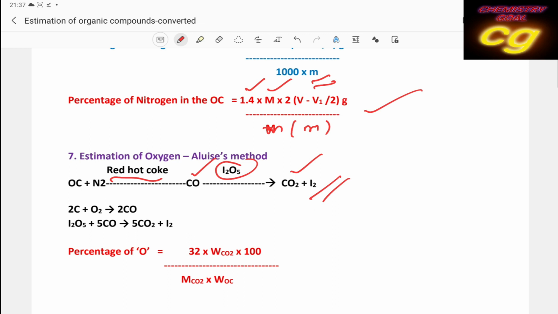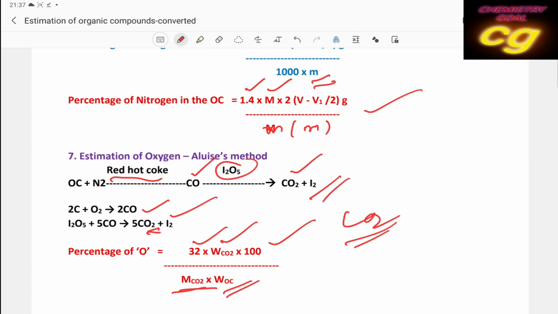Then you see the formula. Carbon is converted first to carbon monoxide, then carbon monoxide is converted to carbon dioxide, and iodine is formed. Then if you see the equation, the amount of oxygen produced is 32 in O2. CO2 contains 32 grams of oxygen. So 32 grams of oxygen, then the mass of carbon dioxide produced during the reaction into 100, then the molar mass of carbon dioxide, then the mass of organic compound.